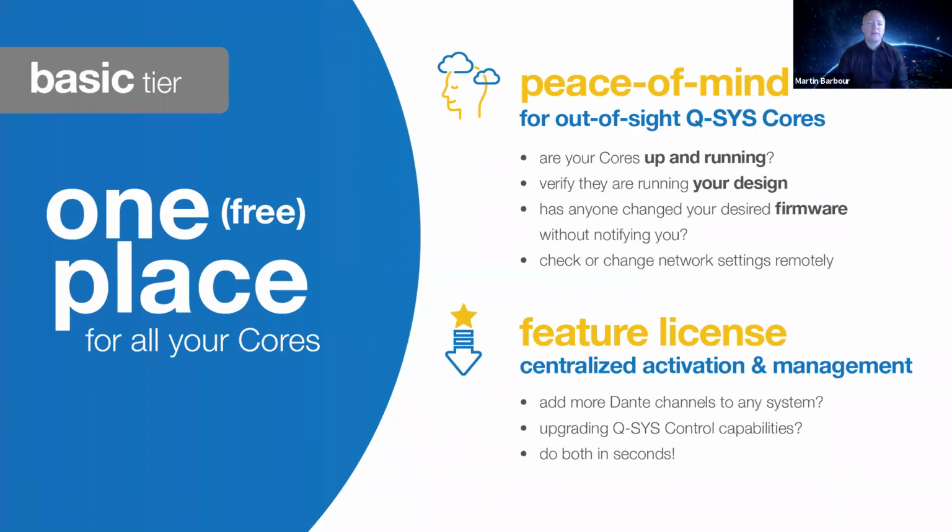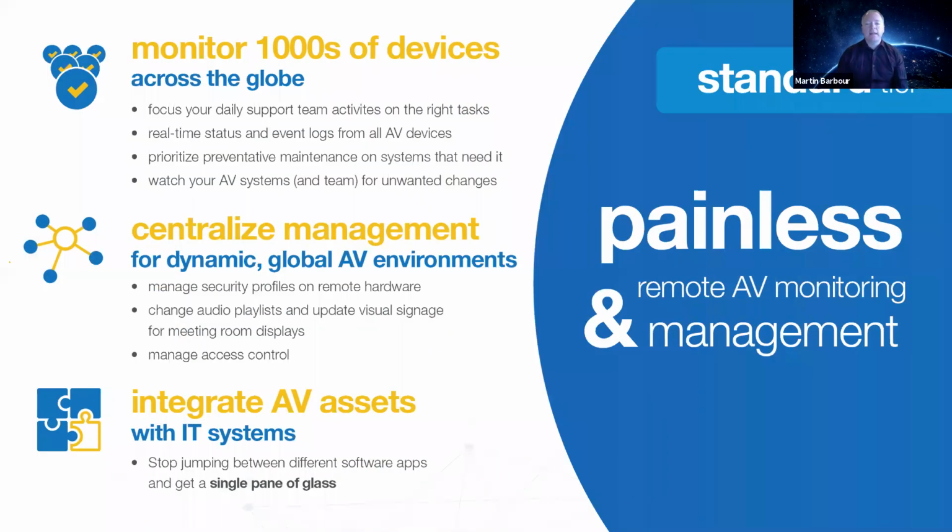Moving on from the basic tier into the standard tier, this is when we really get into the management and monitoring piece. And a standard tier allows me to monitor thousands or tens of thousands of devices across the globe. Again, this is now giving me visibility not just to the core itself, but all of the attached peripherals that make up those systems. So that allows you to get visibility to how all of your AV systems are behaving in real time and make sure that your support teams have got the information that they need to adequately support your customers on a real-time basis.